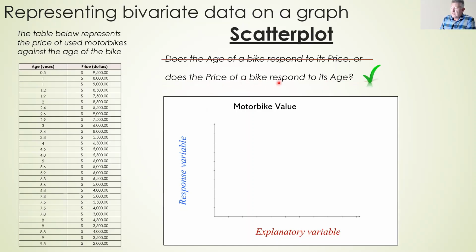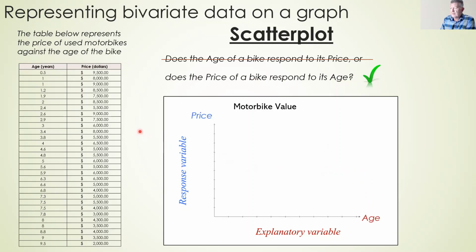The price responds to the age. The age doesn't respond to the price. An expensive bike doesn't mean it's going to be an old bike necessarily, does it? So the price responds to the age. That makes price the response variable. And of course, the age becomes the explanatory variable.